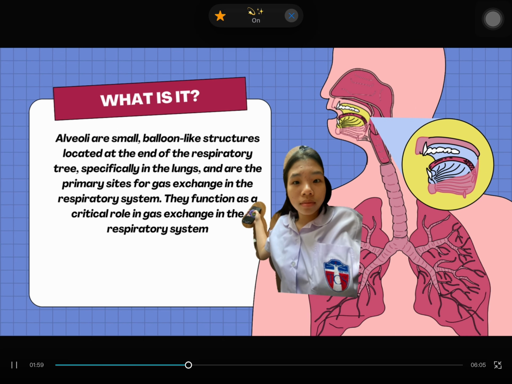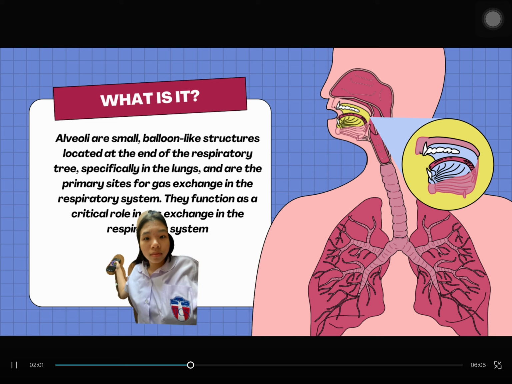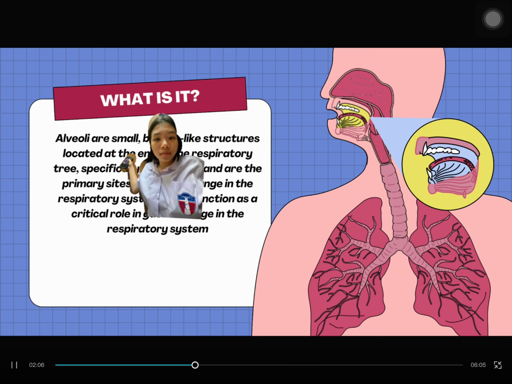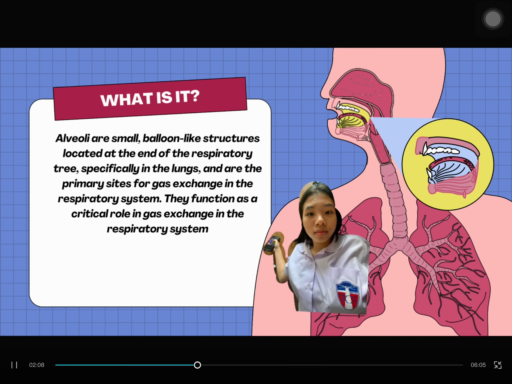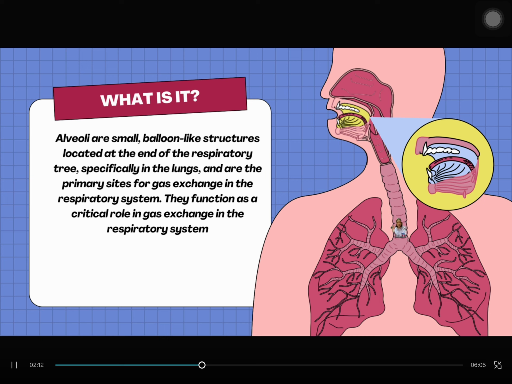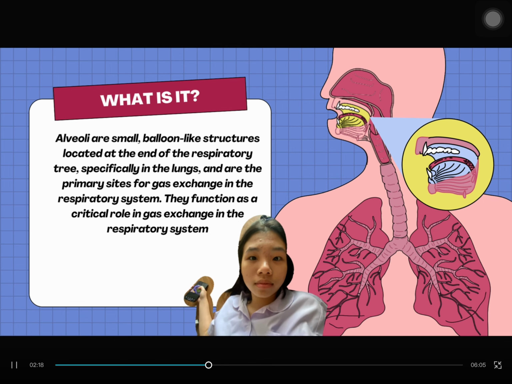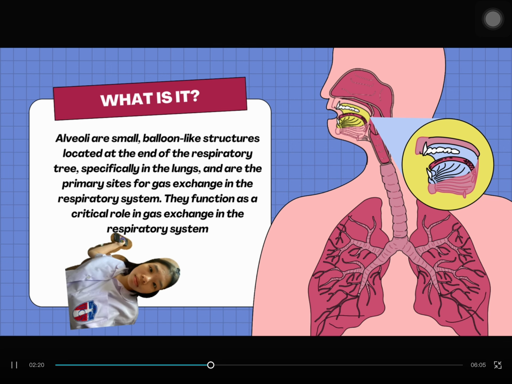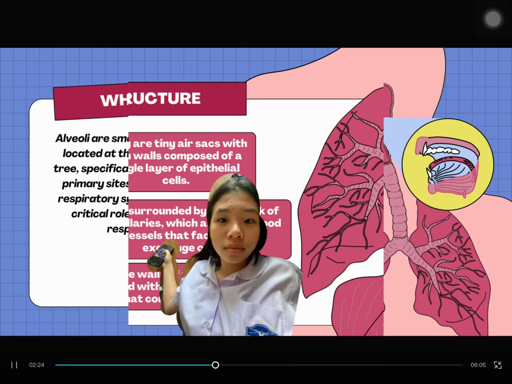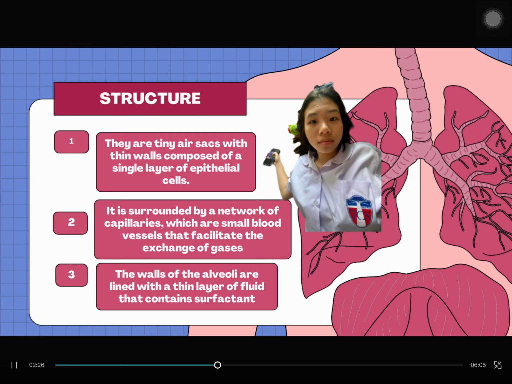The topic 6: Roles of alveoli in gas exchange. So let's get to know what it is. It is a small balloon-like structure located at the end of each respiratory tree in our lungs, and is the primary site for gas exchange in the respiratory system. They function in critical roles in gas exchange, as small air sacs that keep the system working. So let's see how it looks.